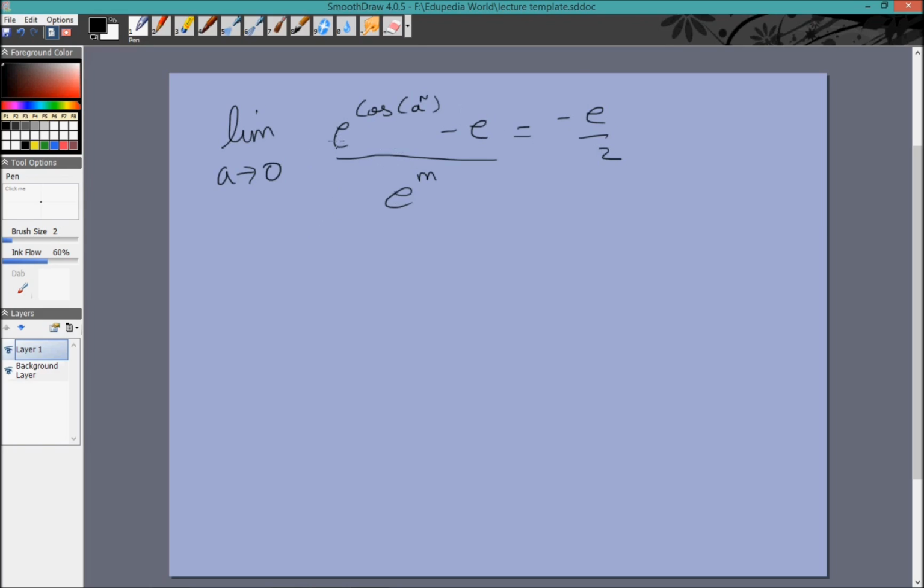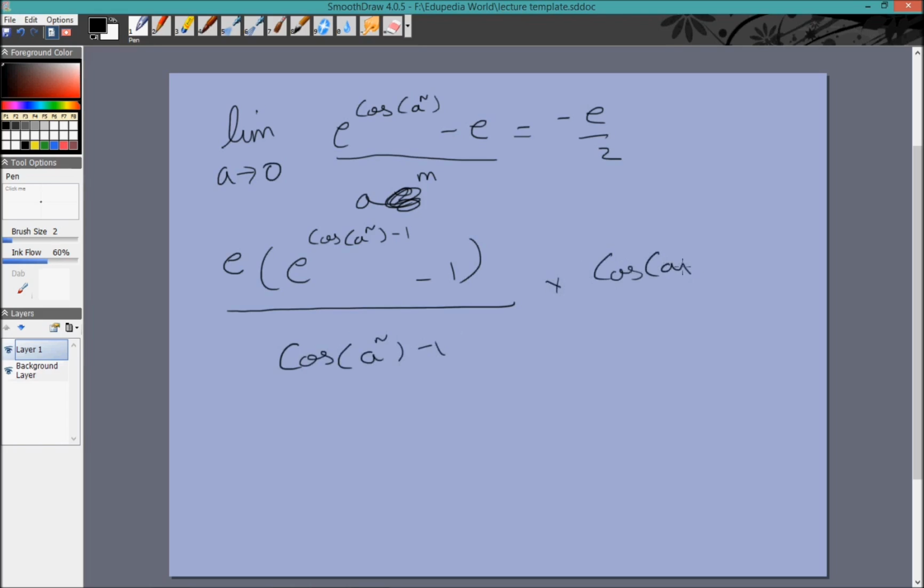First we can take e out. I'm not going to write the limit anywhere, but it's understood. So we get e times (e^(cos a^n - 1))/a^m. Now I'll multiply and divide by another term, (cos a^n - 1), because we know if x goes to 0, then (e^x - 1)/x has a limit equal to 1. So x in this case is cos a^n - 1. When a goes to 0, cos a goes to 1, so cos a^n - 1 goes to 0. These two have the same limit, so we can cancel them out.